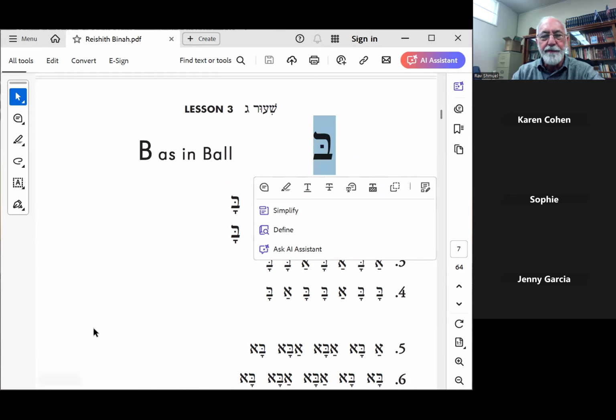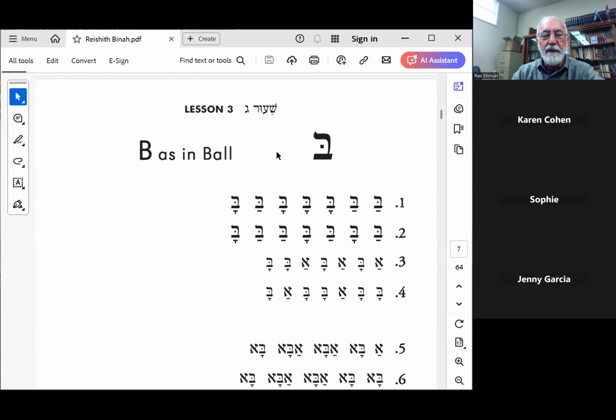But here's your bet. That's the name of the letter, bet. And it's a B as in ball. Now, what do you notice about this letter? It's got a shape, and then it's got a dot in the middle, which is called a dagesh. In certain letters it alters the sound of the letter; in others it does not necessarily alter the sound, it just makes it a little bit more emphatic. But here it does alter the sound of the letter. It makes it a B. We'll come to what it isn't after this.